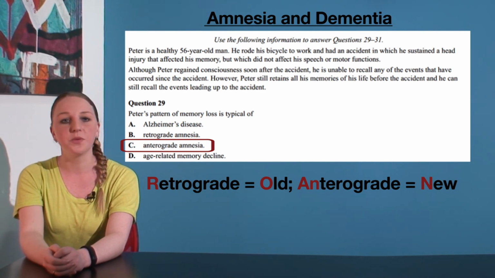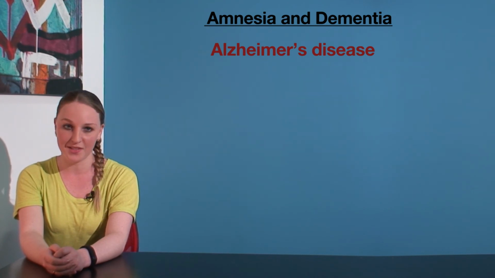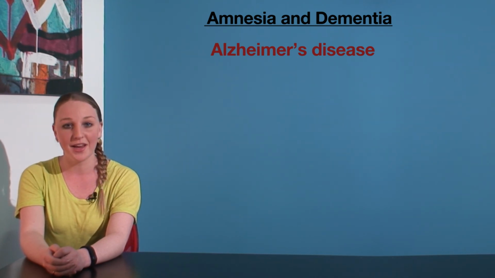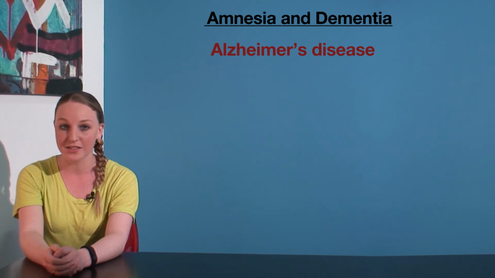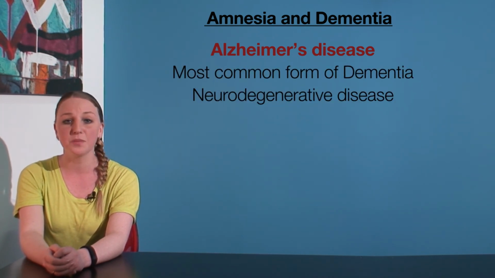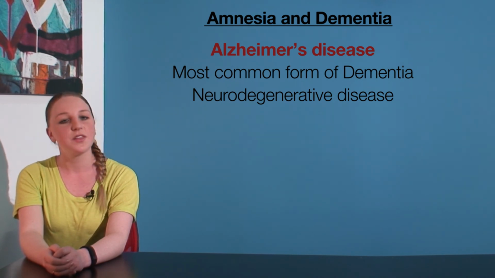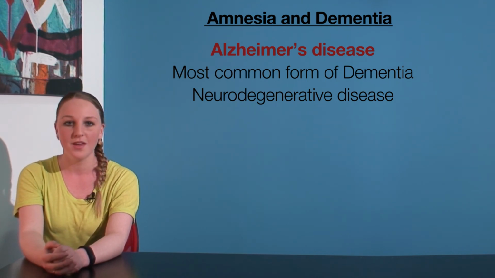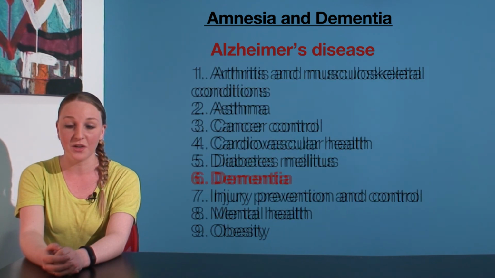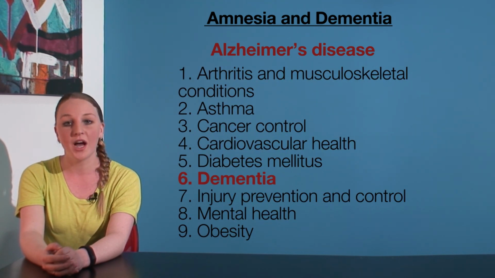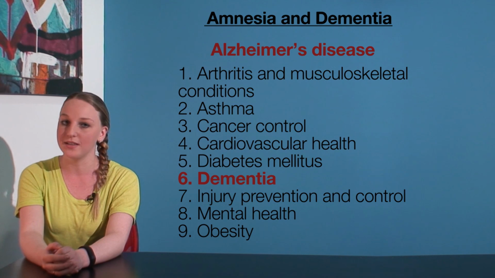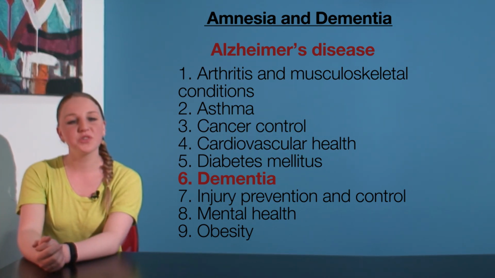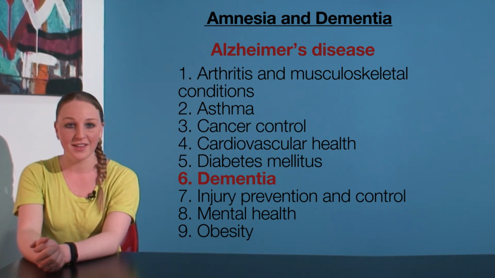Now, one of the options in that multiple choice was Alzheimer's disease, and that is a good segue into another potential reason for memory loss. Alzheimer's disease is the most common form of dementia, which is a neurodegenerative disease. This just means that the nervous system degenerates, gets worse over time. Dementia has become so prevalent in recent times that it was added as the 9th National Health Priority Area in 2012. Remember, retrograde amnesia affects old memories and anterograde amnesia affects new memories.